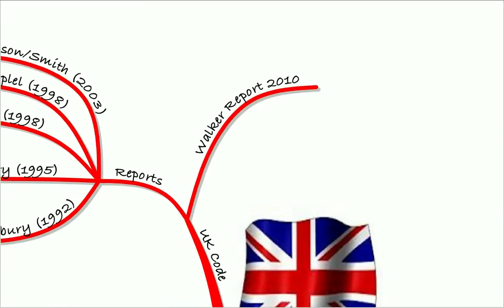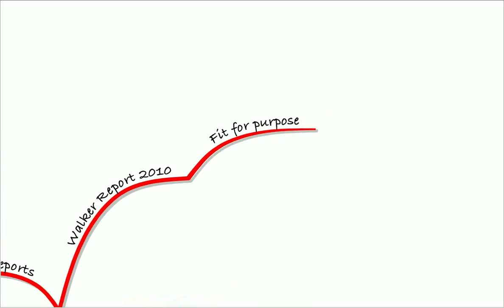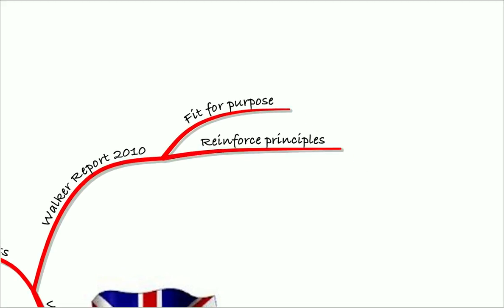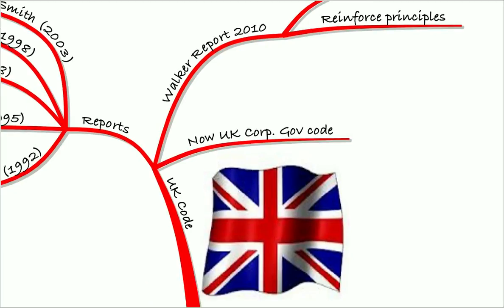Lastly then, we had the Walker Report very recently in 2010, and it decided that the amalgamation of all of those codes and reports, which was now called the UK Combined Code, because it combined all of those different reports, was fit for purpose. So it said it was fit for purpose, and they reinforced the principles that were contained in it. And those are the principles that we're going to focus on as we look through our corporate governance requirements. That combined code is now called the UK Corporate Governance Code. So the Walker Report in 2010 renamed it the UK Corporate Governance Code.